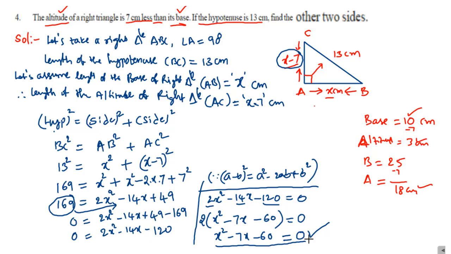By factorization. So now let us find the solutions of this quadratic equation. So what is the equation that we get? x square minus 7x minus 60 equals 0. Now to factorize this equation, first we need to split the middle term.